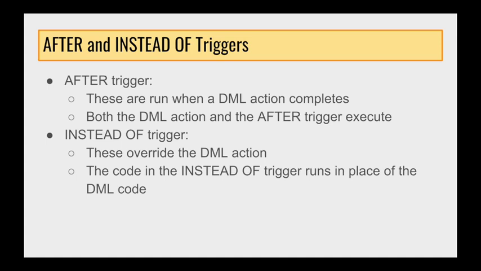The instead of trigger overrides the DML action. The instead of trigger runs in place of the DML action. This is useful if there are some types of queries that you want fine-grained control over, and you want certain things to happen each time someone attempts to execute one of these queries.